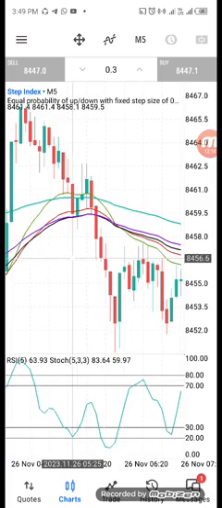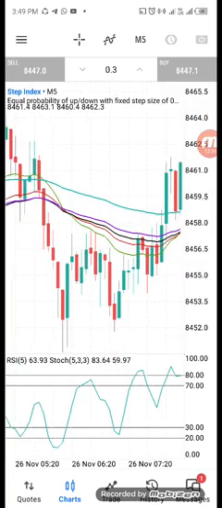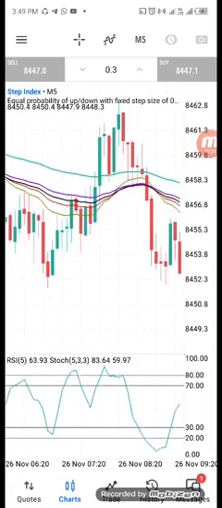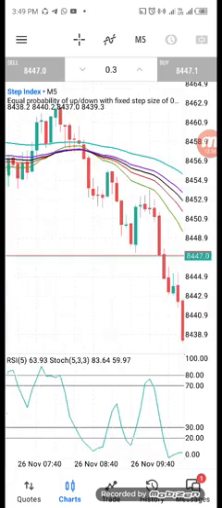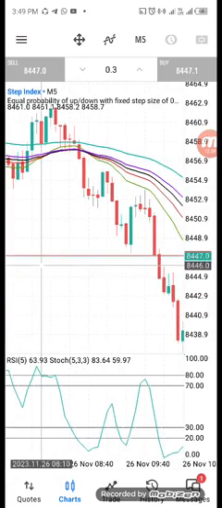Now if you look here, there is nothing here because the trend is down and the RSI stock is not in line with that particular trend. Now let's check here what happened here.